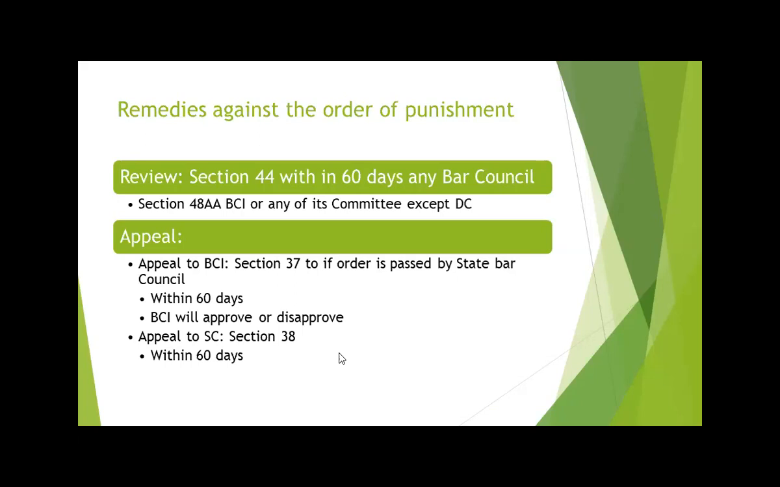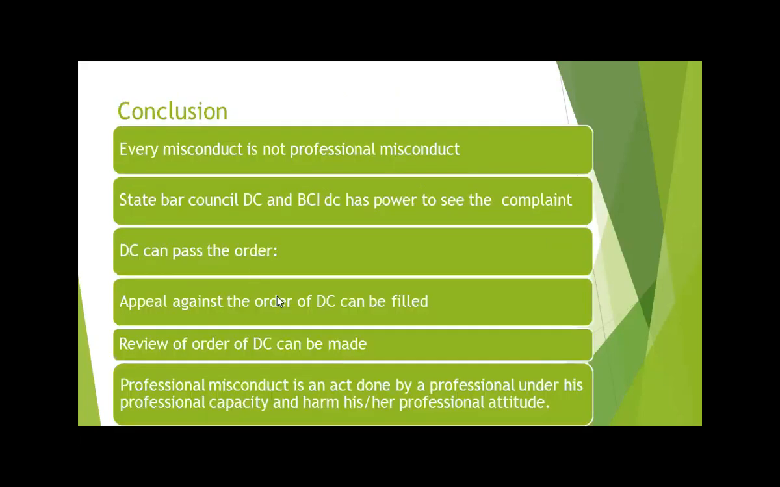It simply says that the Supreme Court can take any action and can vary the judgment, but the variation of the judgment should be with a reasonable opportunity of being heard. Then the last part of this is the conclusion. We have to understand that not every misconduct is professional misconduct, but it should be an intentional misconduct, and it should be within the capacity of the professionalism.